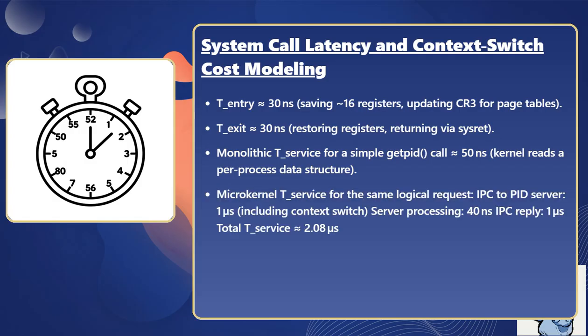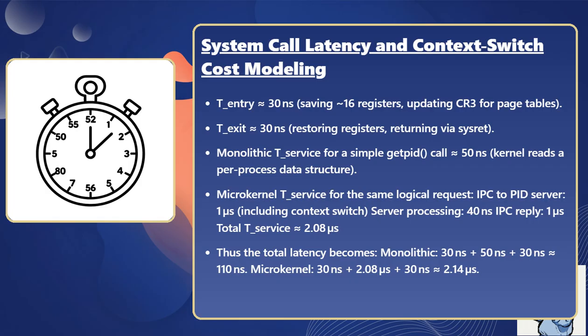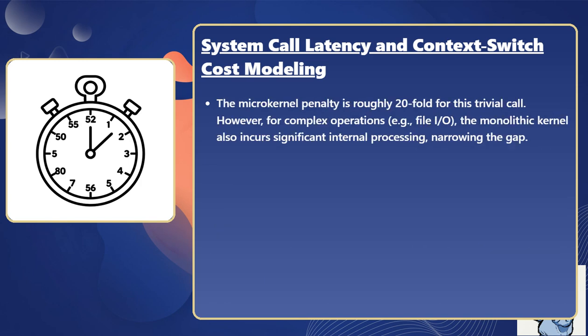Microkernel T service for the same logical request: inter-process communication to the PID server, 1 microsecond, including context switch. Server processing, 40 nanoseconds. Inter-process communication reply, 1 microsecond. Total T service approximately 2.08 microseconds. Thus the total latency becomes, monolithic: 30 nanoseconds plus 50 nanoseconds plus 30 nanoseconds, approximately 110 nanoseconds. Microkernel: 30 nanoseconds plus 2.08 microseconds plus 30 nanoseconds, approximately 2.14 microseconds. The microkernel penalty is roughly 20-fold for this trivial call.